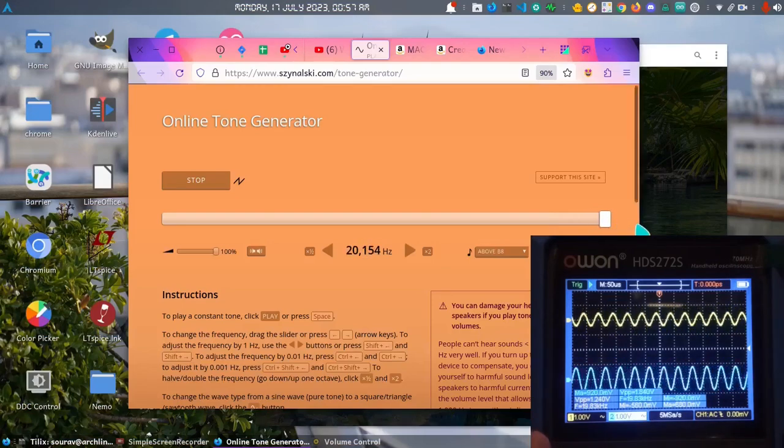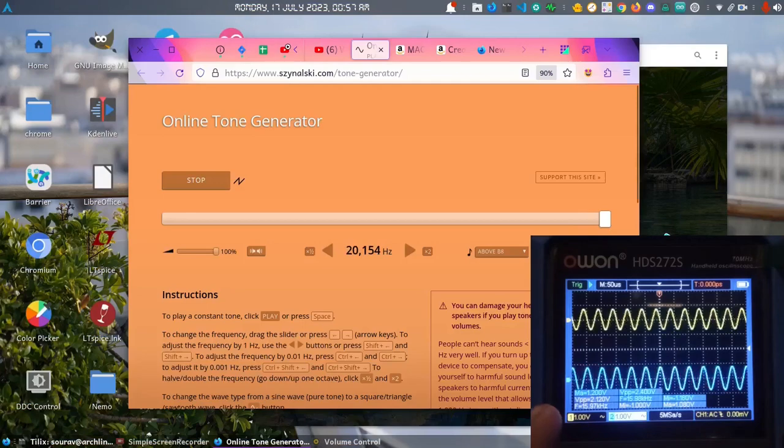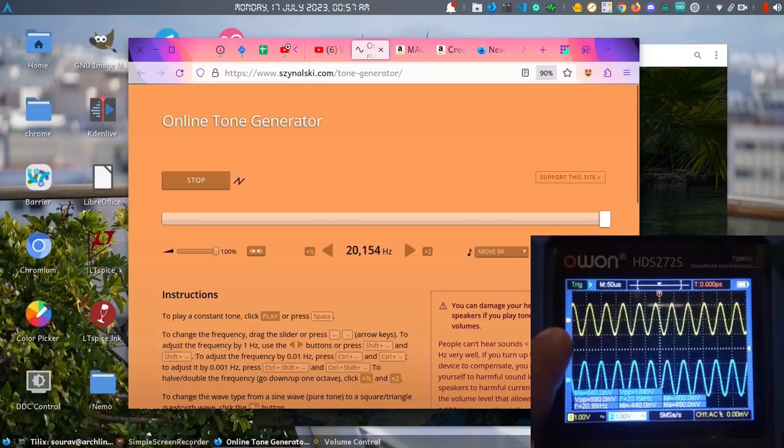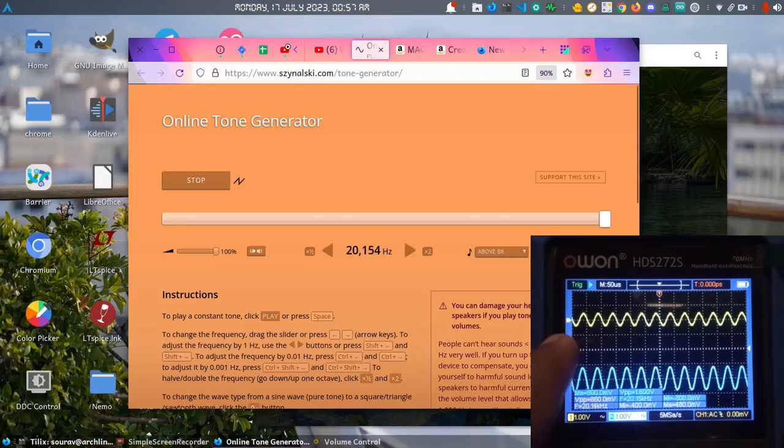And at 20,000 Hertz, the amplitude is reduced for both of them, right? For the Soundblaster, it is gradual. It is slowly reducing, but for the Maono, it is reducing drastically from 19,000 to 20,000 Hertz.